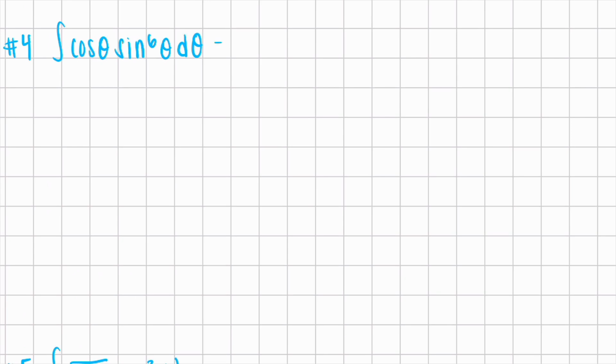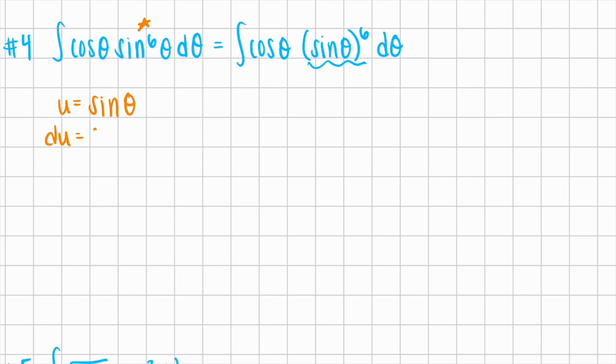For the next one, if it helps, you can rewrite this. Sine to the 6th of theta is the same thing as sine of theta raised to the 6th. We just write it like this as a custom. But if it helps you, feel free to rewrite it like this. They mean the exact same thing. So notice I have sine raised to the 6th power. That's your clue that u is going to be sine of theta. Now derivative of sine of theta is cosine of theta, so du is cosine of theta d theta.